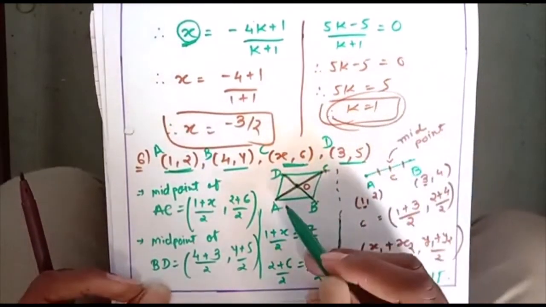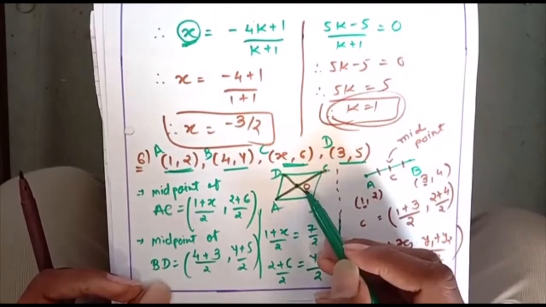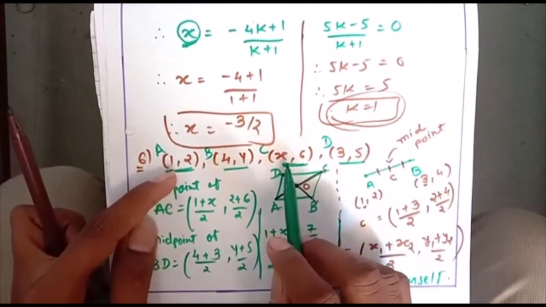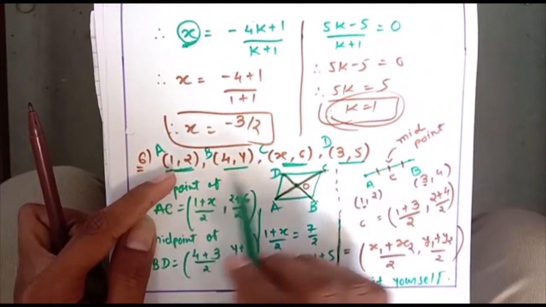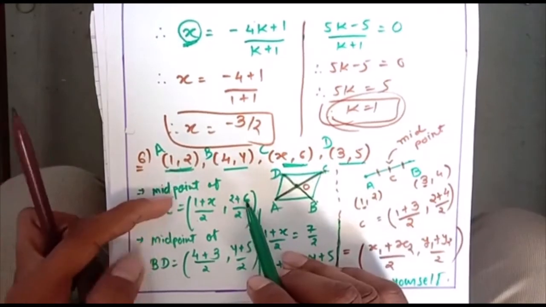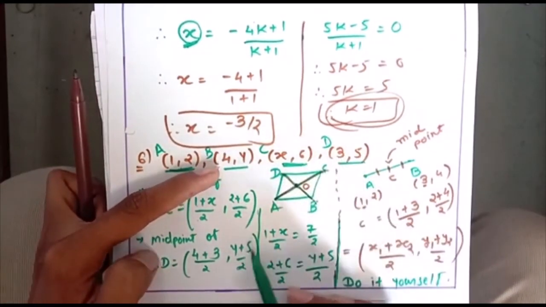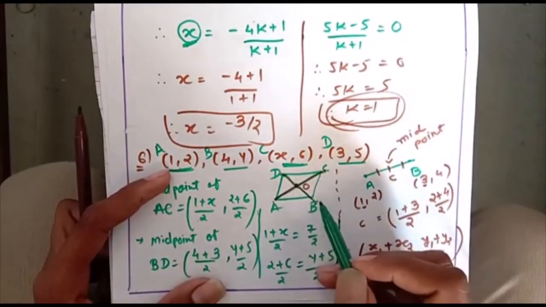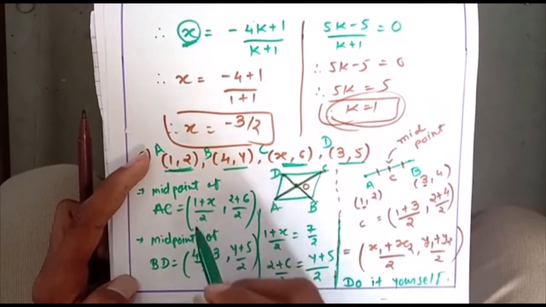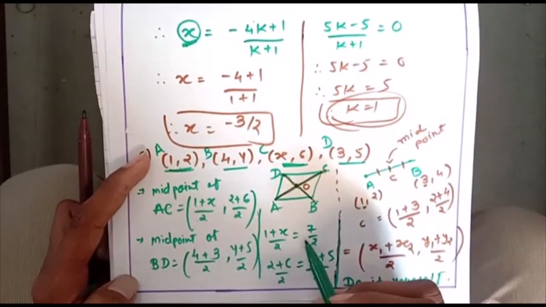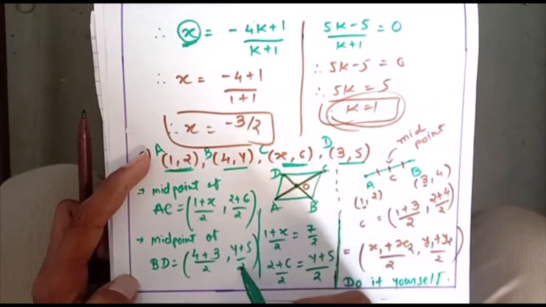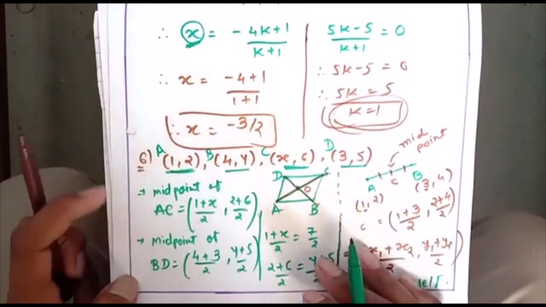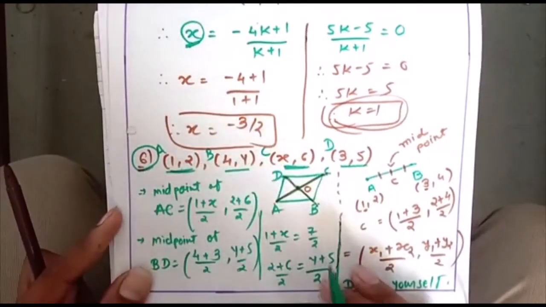So first find the midpoint of AC, it means O, the coordinates of O. How? A and C, add x1 plus x2, means (1 plus x) by 2 and (2 plus 6) by 2, same as BD: (4 plus 3) by 2 and (y plus 5) by 2. Now by using the property of parallelogram, midpoints are equal, so (1 plus x) by 2 is equal to (4 plus 3) by 2, means 7 by 2, and (2 plus 6) by 2 is equal to (y plus 5) by 2. By solving those two equations we get x and y. So that was number 6 of 7.2.